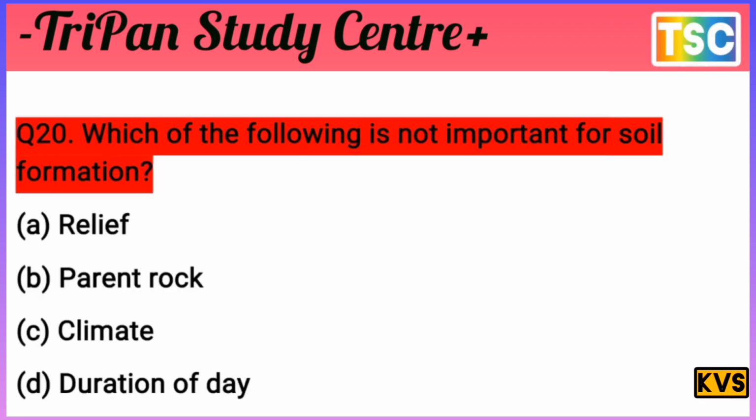On your screen, there is the next question. Which of the following is not important for soil formation? You know that's important. The options here: leaf, parent rock, climate, duration of the day. The options are most important here. First of all, take a few seconds and test your knowledge.